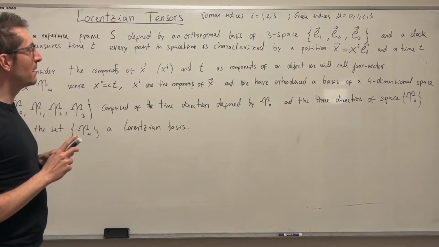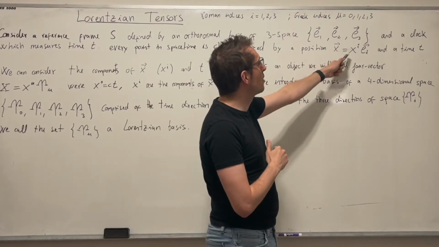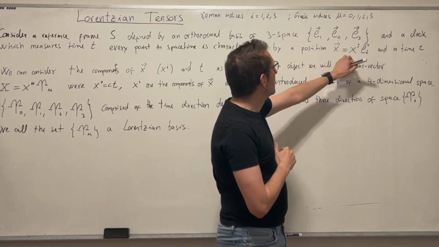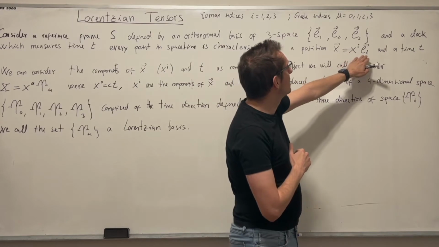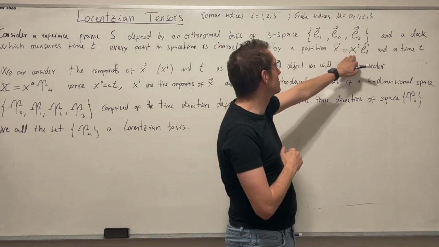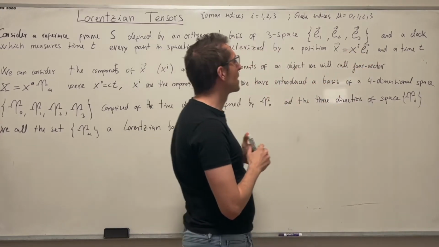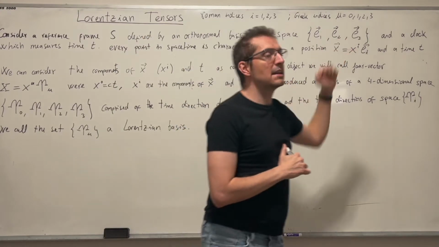Every point in space-time is then characterized by a position vector x, with components x^i, and this is just telling me that it is the sum of the elements of the basis with the corresponding component, right? A linear combination of elements of the basis. And remember, this is an Einstein sum, repeating index up and down. And a time t that characterizes every point.